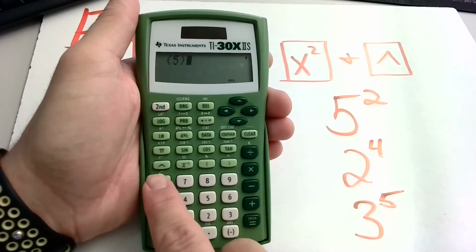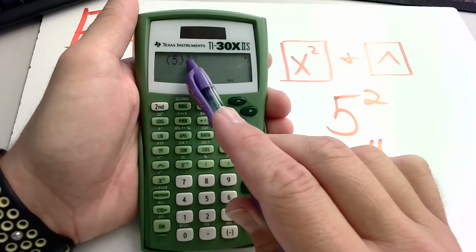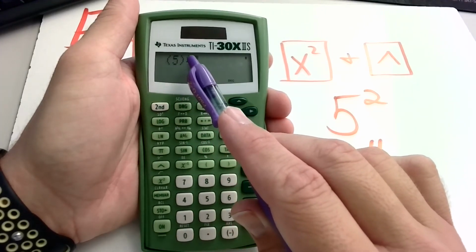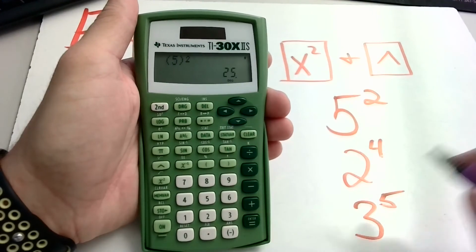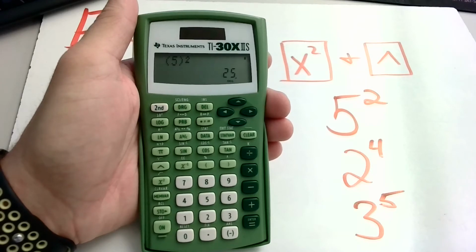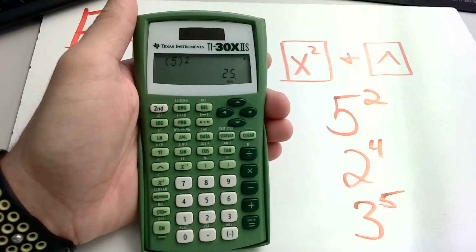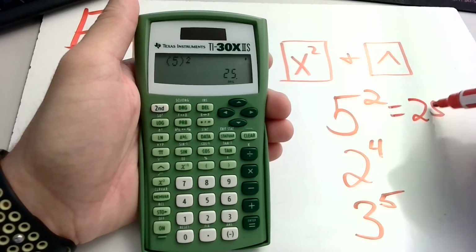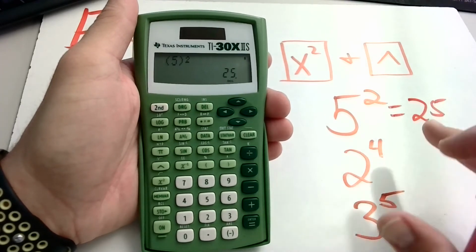So wrap that in parentheses and square it. You notice it's just 5 squared. And the exponent appears smaller and up and to the right, which you should probably know that anyway. That is 25. So that's probably a good way to start this out, is to do one that you know, just to kind of check yourself. Okay. And then going on along.